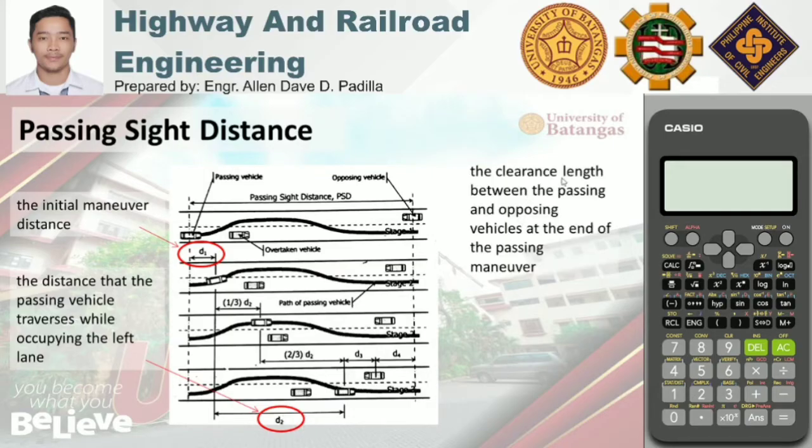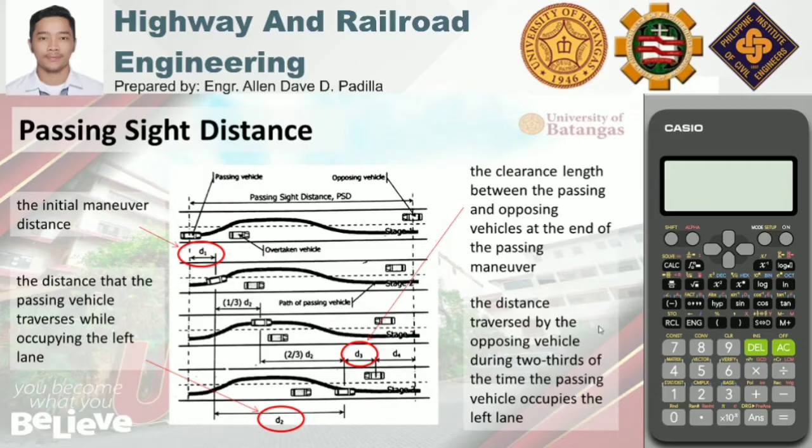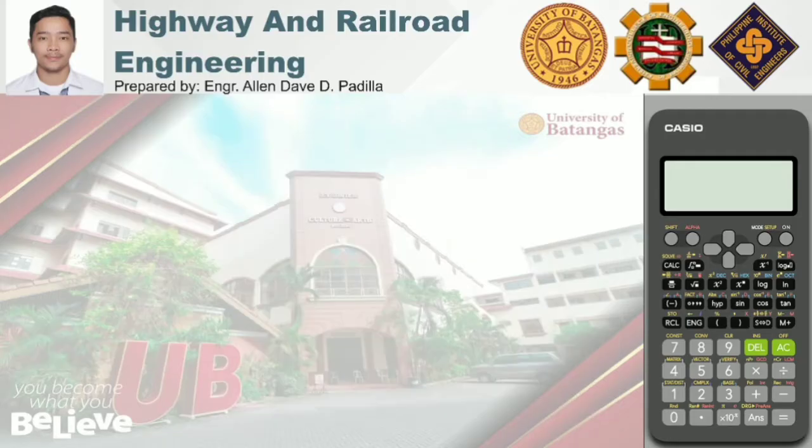And we have the clearance length between the passing and opposing vehicles at the end of the passing maneuver. So, by the time na babalik na ulit yung passing vehicle sa dati niyang lane, yung distance from that vehicle to the opposing vehicle, yun naman yung tinutukoy dito. That is denoted by D sub 3. And then, the distance traversed by the opposing vehicle during 2/3 of the time the passing vehicle occupies the left lane, yun naman yung D sub 4. Meaning to say, the passing sight distance is equal to D1 plus D2 plus D3 plus D4.